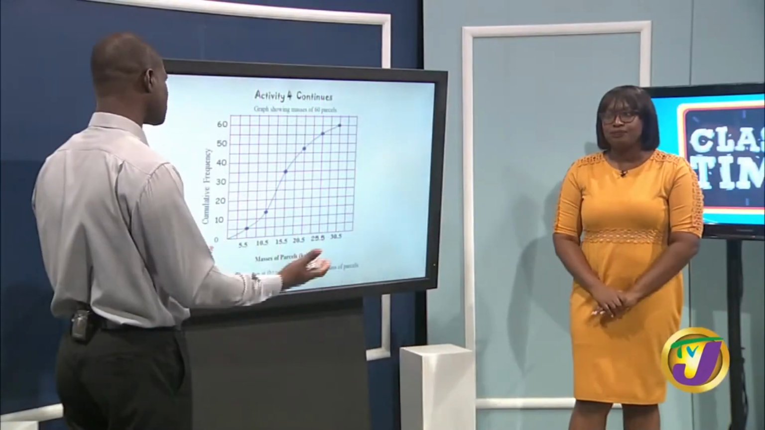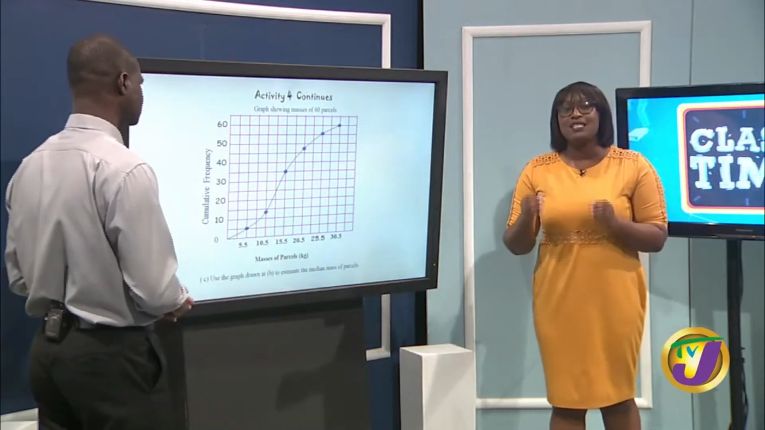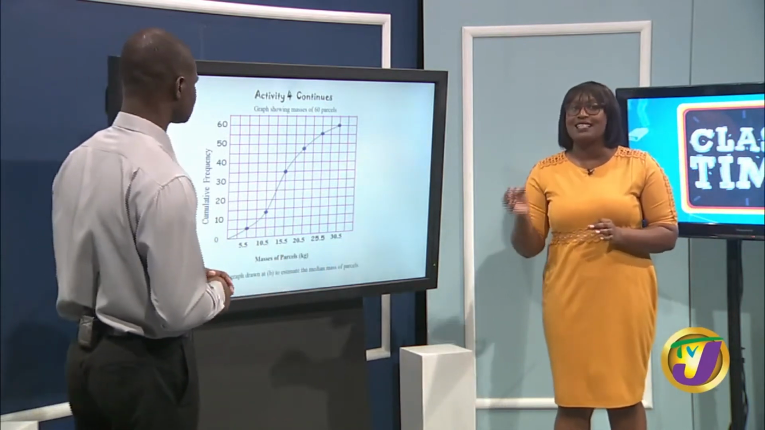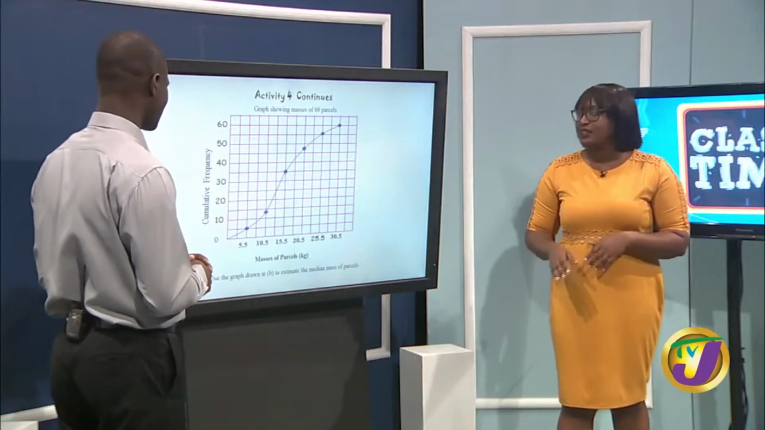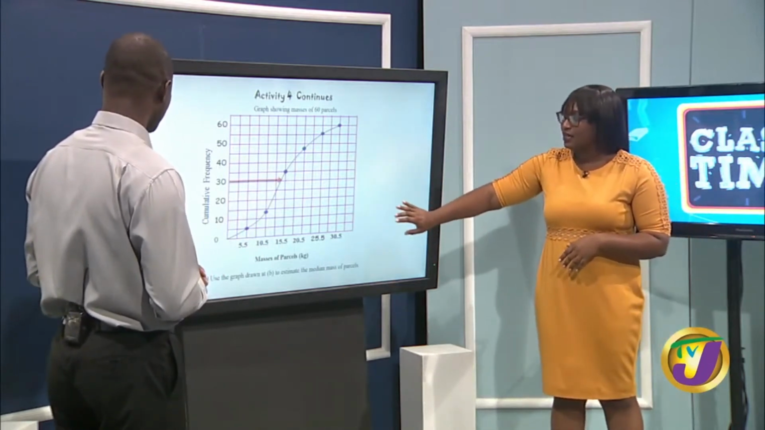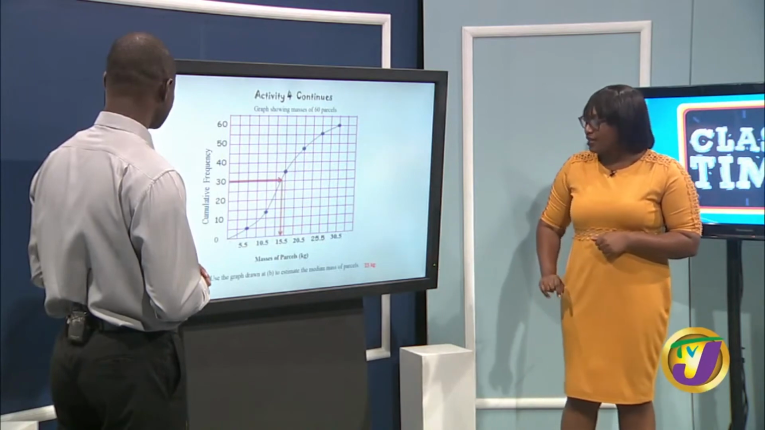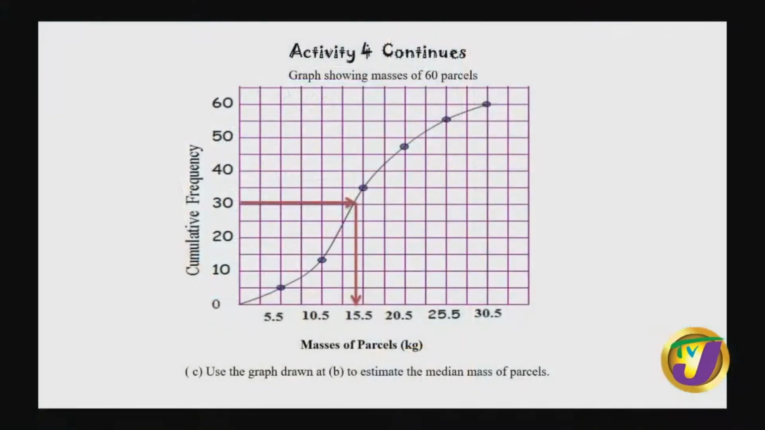Right? So the 30 is just a position. The 30 is the position, but I now need to know the mass that is associated with this position. All right, so let's see. Okay, so it looks like 15 kilograms. So we identify where 30 is, which is halfway between 60. Draw a line from 30 to our curve, and then down to our horizontal axis, and read off the value there.